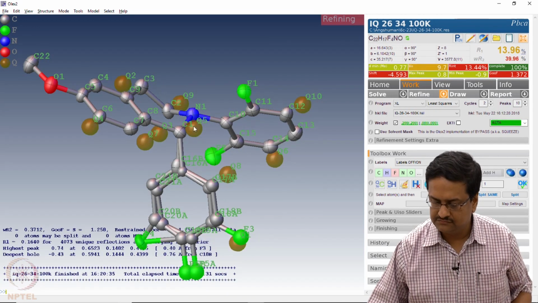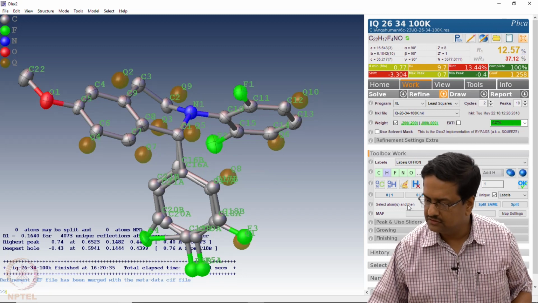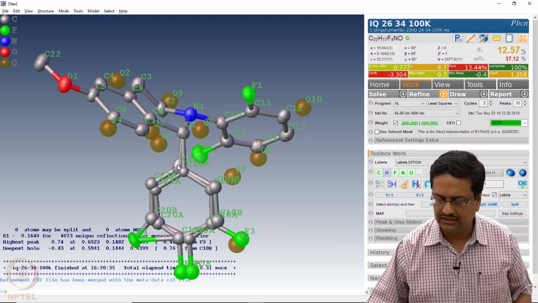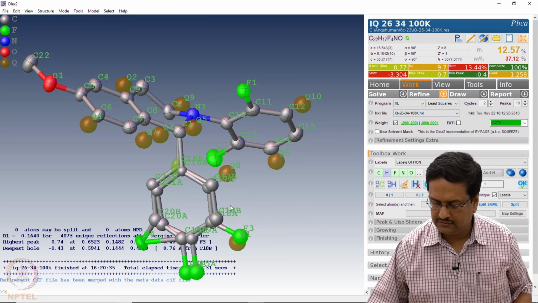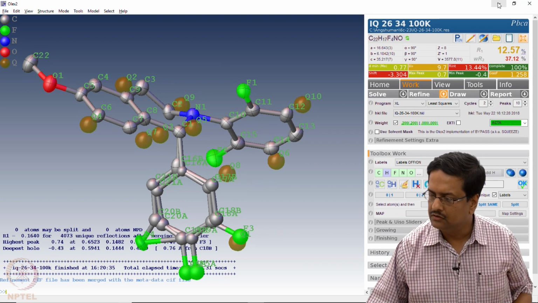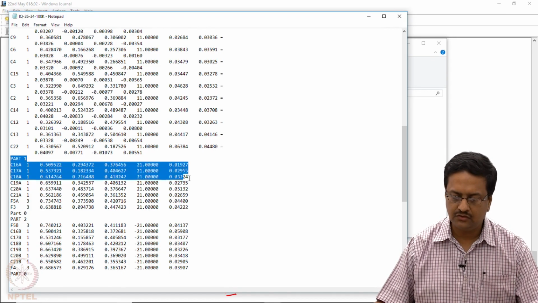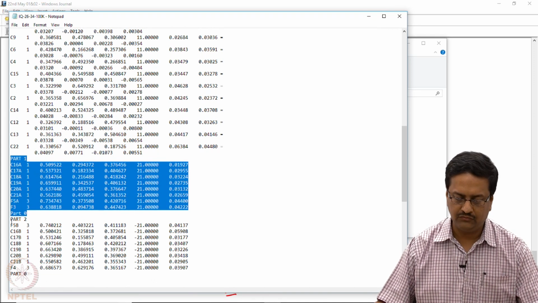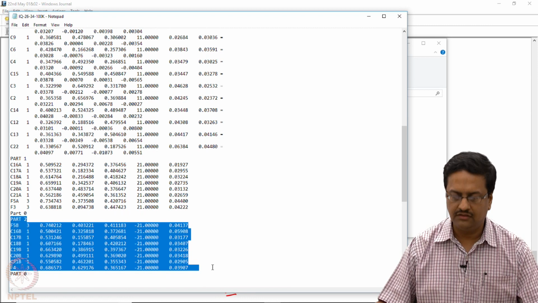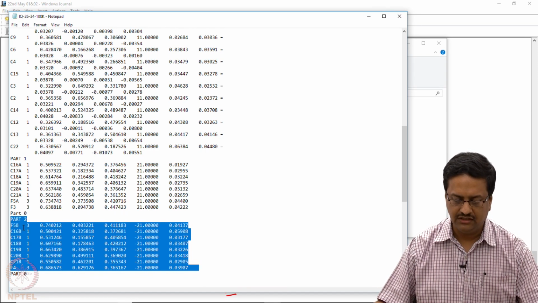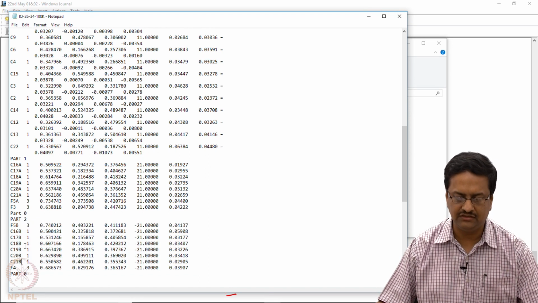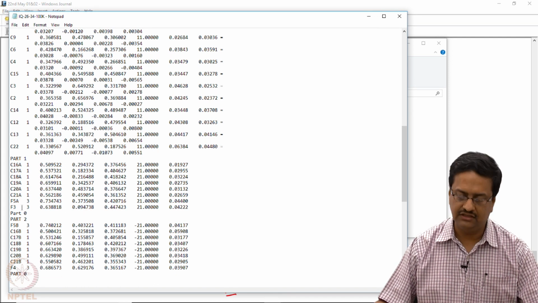Let us refine once. So, now we can see two separate parts. We try to modify this atom table. Now here we have arranged the two parts in the res file as part 1 and part 2, and you can see now all of them have isotropic thermal parameters, and the 16B series, 16B, 17B to 21B is here and 16A to 21A is there.